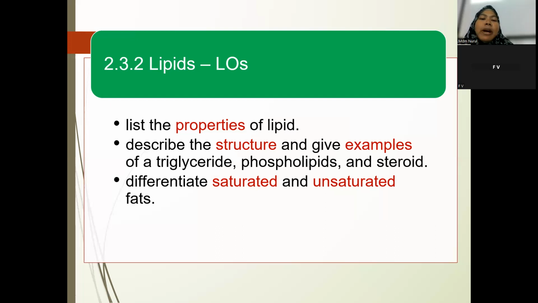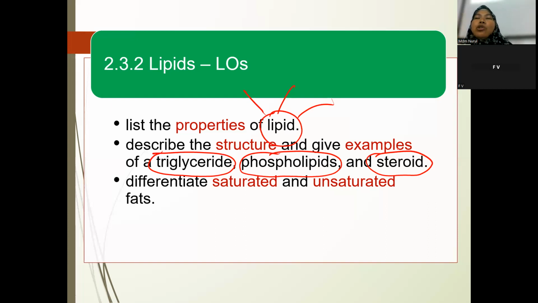What we are going to learn today is that there are 3 types of lipid: number 1 triglyceride, number 2 phospholipid, and number 3 steroid. Each of these types or structures of lipid is different. Each one has a different function and a different structure. Is madam's voice clear? Okay. We are going to look at the differences between each category of lipid later on.